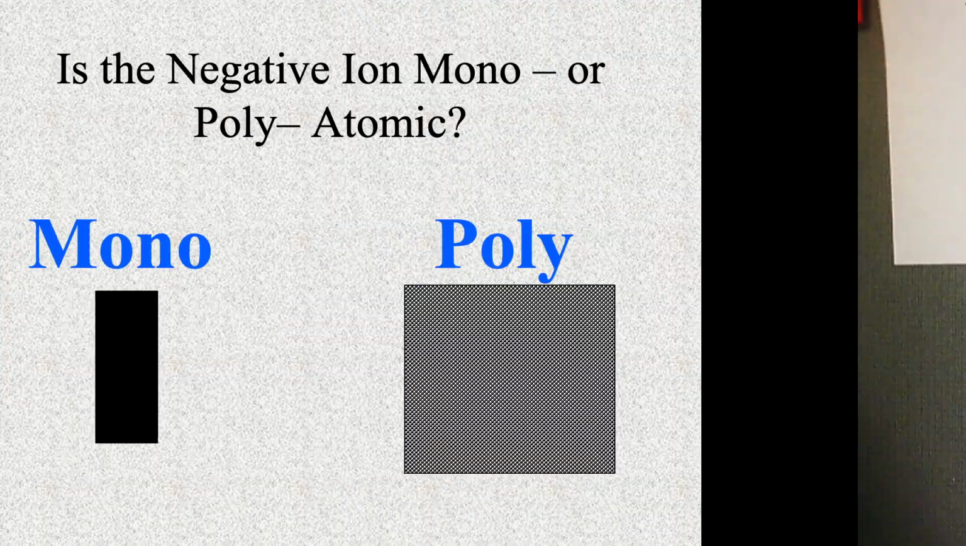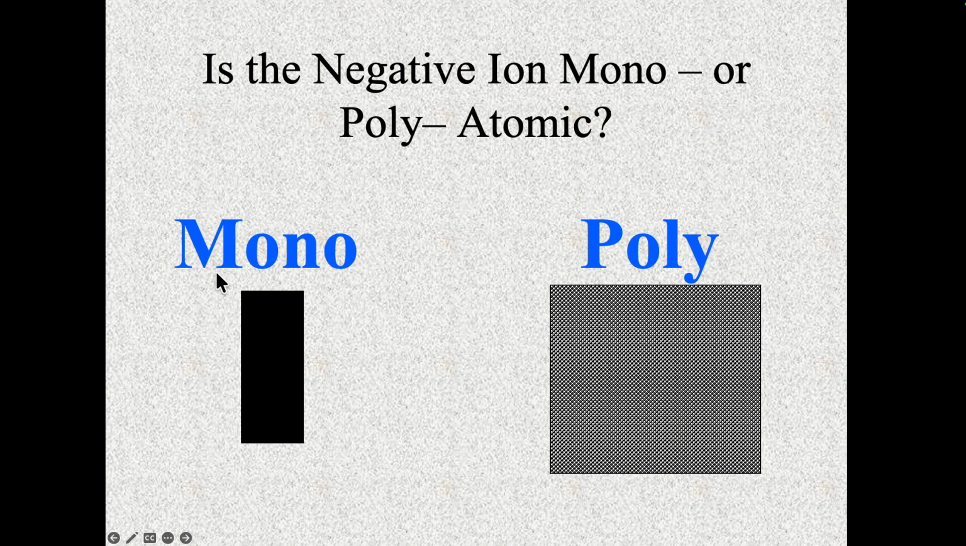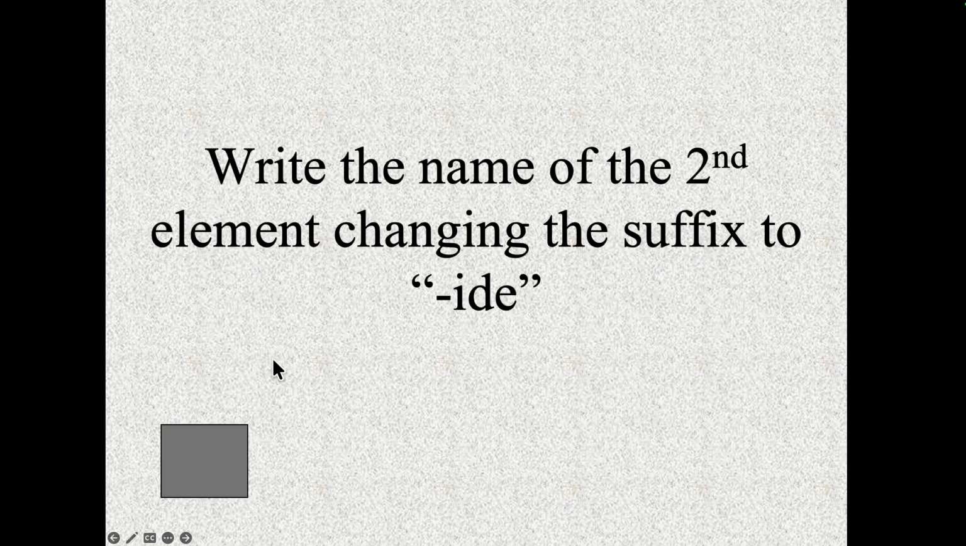Polyatomic just means more than one. So we're going to click on the one, the solid block. Poly has a whole bunch of little dots in it because it's many. All right. So it tells me to write the name of the second element, changing the suffix. Is suffix the front or the end?